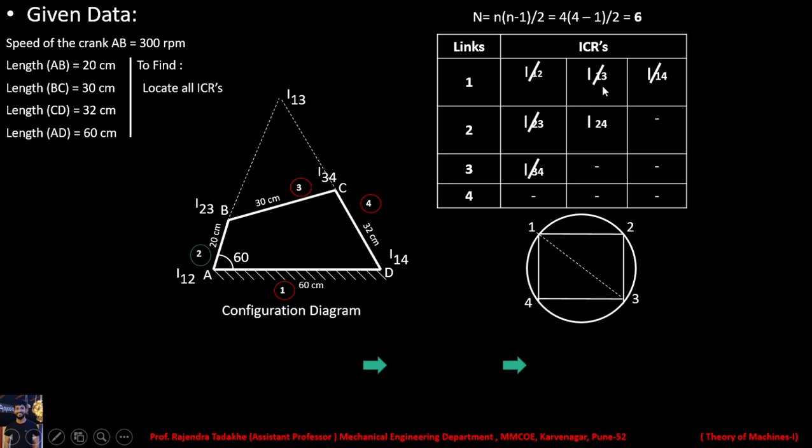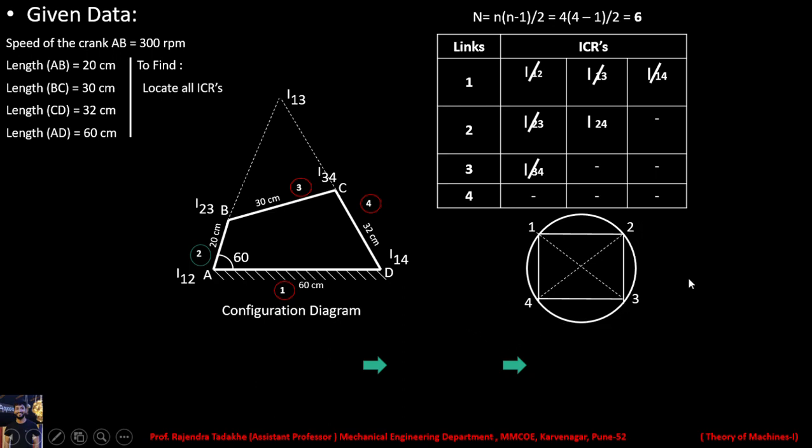So let's strike it out from the table. Now we are left with only one instantaneous center, that is I24. So how to locate this? Exactly the same as I13. Join 2 and 4 by a dotted line. Again it is making two triangles, each dark side of a triangle representing one instantaneous center. Here it is representing 1, 2, 1, 4, 2, 3 and 3, 4.